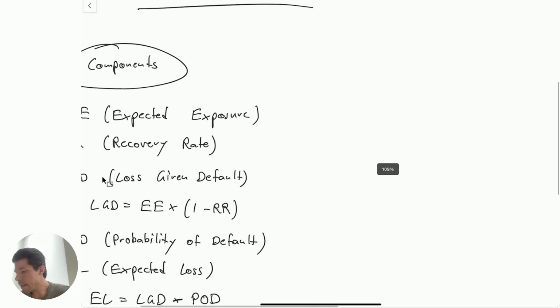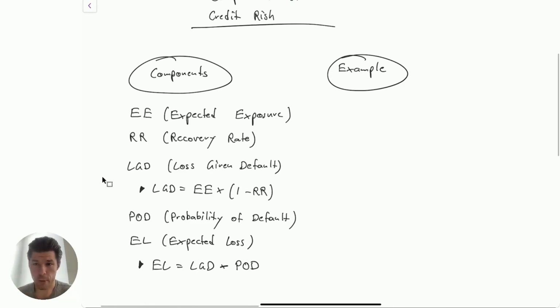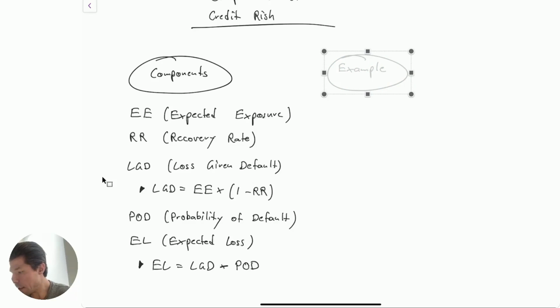So let's take an example. The terms may sound a bit complicated, but it's actually quite simple. Let's suppose you go to a bank and the bank lends $100,000 to a borrower. You are the borrower. So then the expected exposure, the bank lends you 100,000, so the expected exposure is 100,000, because the bank has lent you 100, you have borrowed 100.